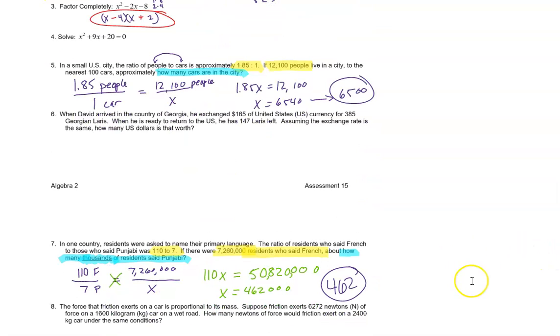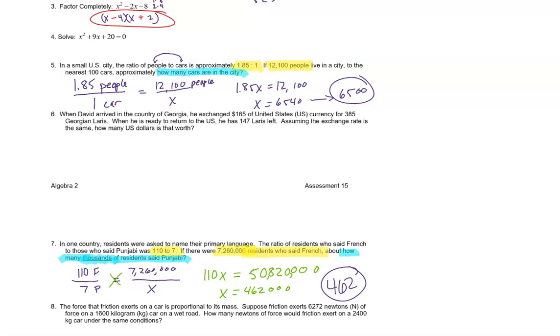So if I take a look at question number 5, now bear with me. A lot of these questions are very similar, but some they tweak what they want you to do. So if you look at the first question, it says in a small U.S. city, the ratio of people to cars is approximately 1.85 to 1. If 12,100 people live in the city, to the nearest 100 cars, approximately how many cars are in the city?